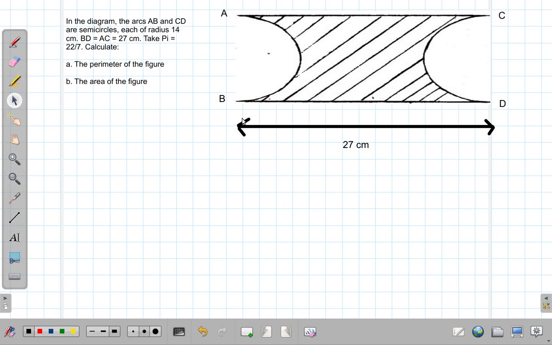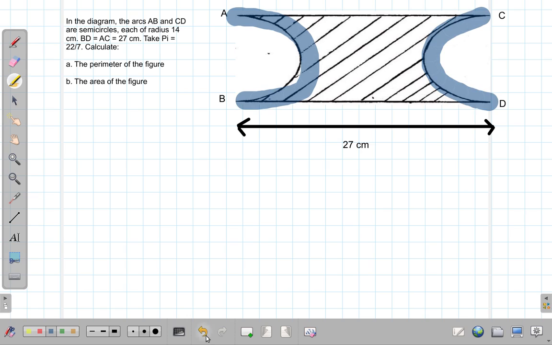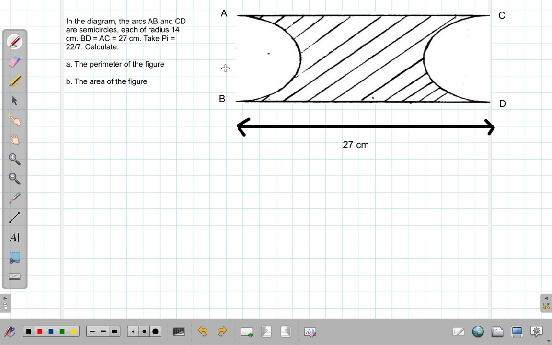We look at another example on measurements. In the diagram, the arcs AB and CD. So we have the arcs here, the arc AB and the arc CD. Are semicircles. Semicircle means half a circle. Each of radius 14 centimeters. Alright, the radius is 14.